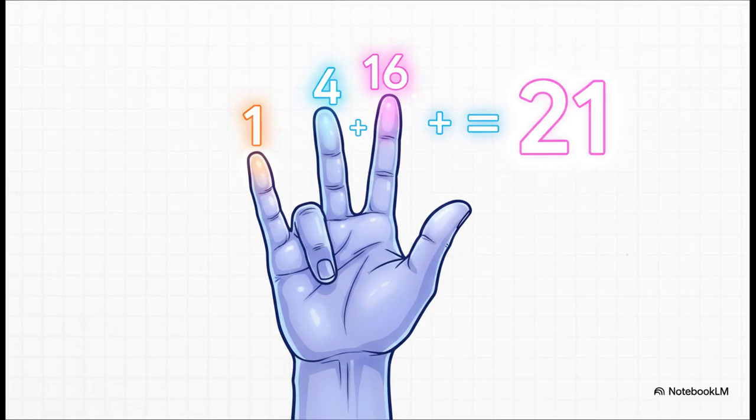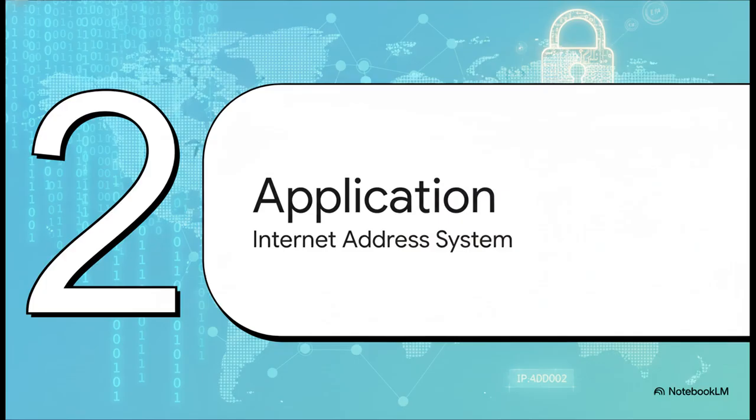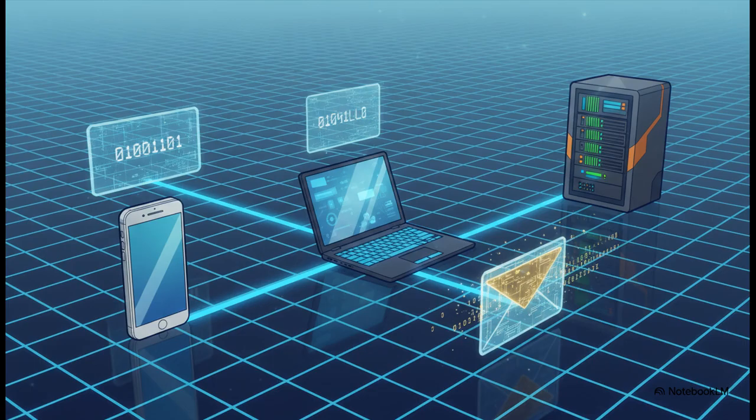Now let's find out why this is so critical for cybersecurity. Okay, so that little counting trick isn't just a game. It is the absolute foundation for how the entire internet is organized. Let's talk about the internet's address system. Think about it. Every single device connected to the internet, your phone, your laptop, a giant web server, needs a unique address so data can find it. This is called an IP address, and it works exactly like a house address does for delivering mail.